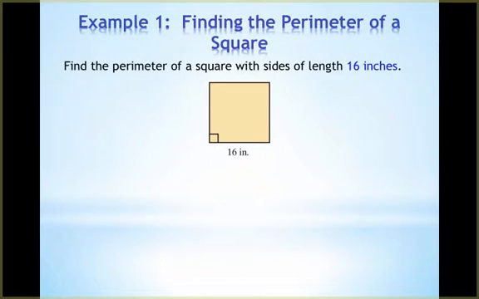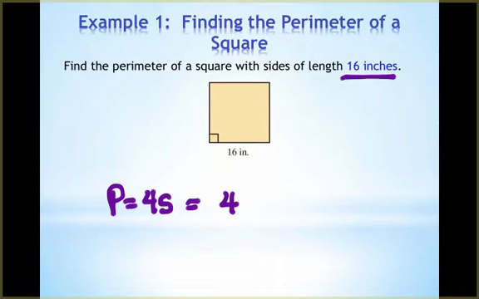Now let's look at some examples. In example 1, we're going to find the perimeter of a square. We know that the square has sides of 16 inches. So remember that our formula is perimeter equals 4s, which means 4 times s, when we're looking at a perimeter of a square. So that would be 4 times 16, which is 64. And since this is perimeter, our units will be inches. So it's important you include the inches on the answer.